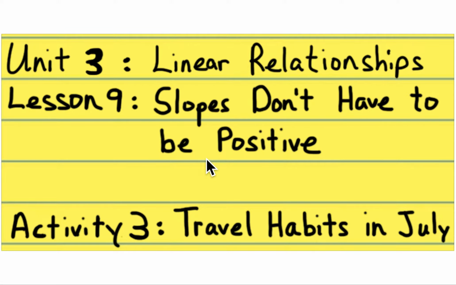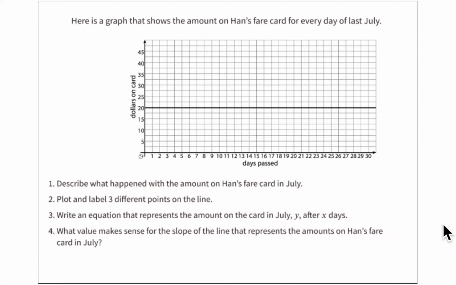This is lesson 9. Slopes don't have to be positive, and in fact, they don't have to be negative either. So they can actually be 0, and this activity is about a slope that equals 0 and how you deal with that, how you understand that. So activity 3 is called Travel Habits in July.